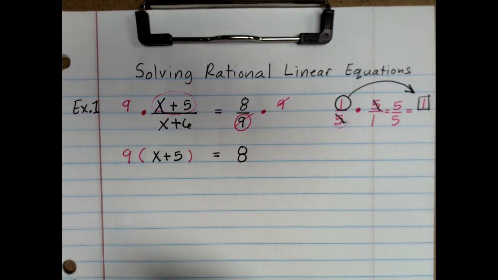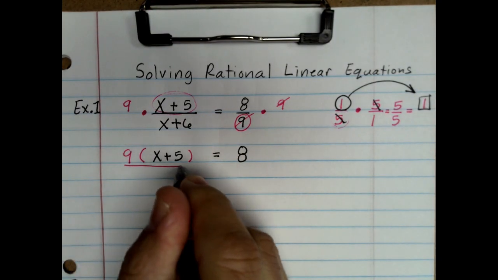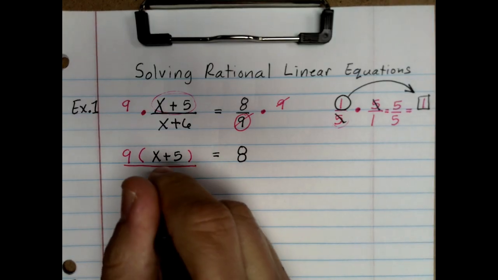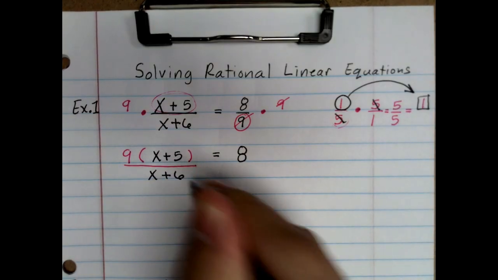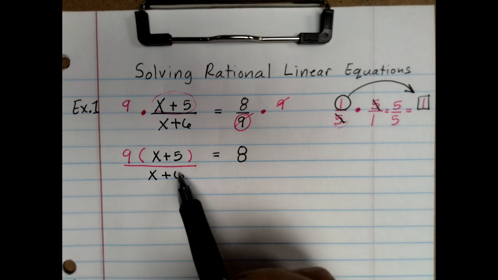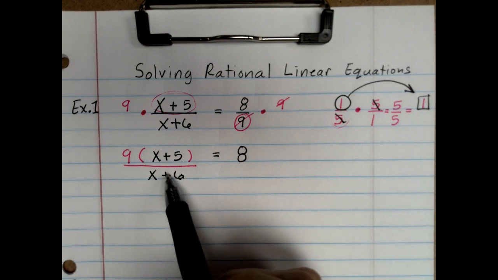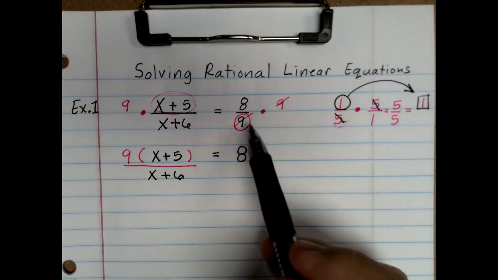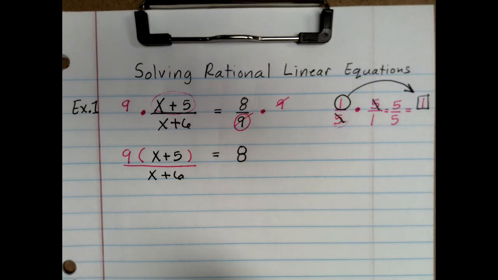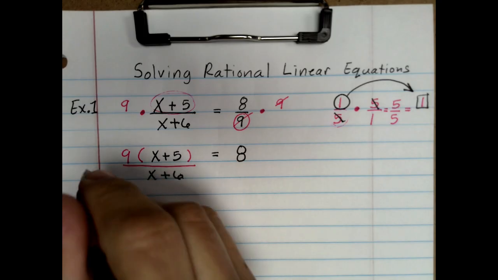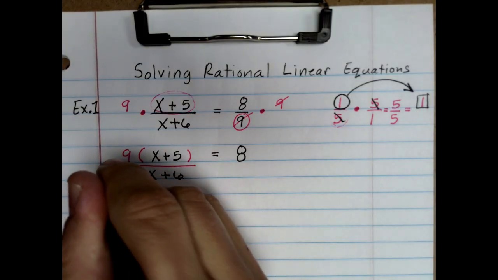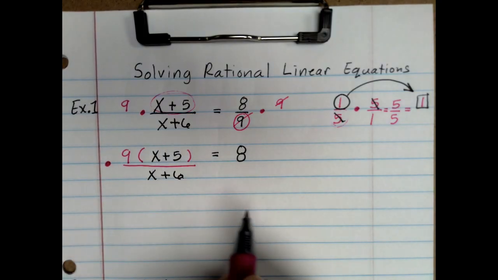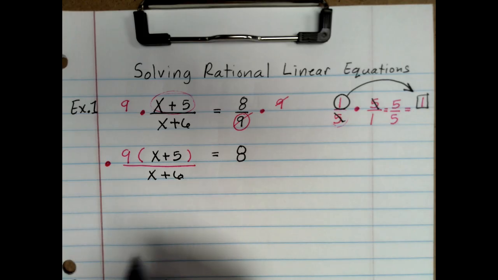Now, I still have this x plus 6 in the denominator. So I'm going to draw my fraction bar and write x plus 6. What I want to do now is get rid of the x plus 6, and I'm going to do the same thing we did on the right to get rid of that 9 in the denominator. So I'm going to multiply this whole thing right here, the 9 times x plus 5 times x plus 6.